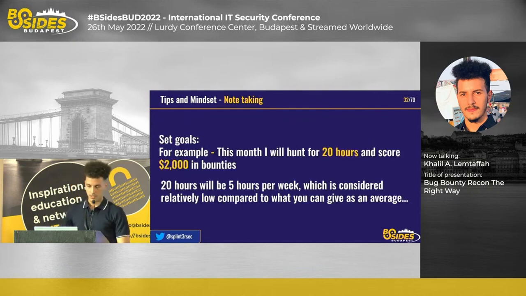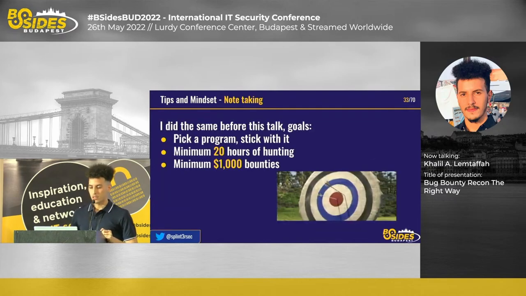And set some goals for yourself. For example, this month I will hunt for 20 hours and score $2,000 in bounties. I said 20 hours because I guess it's a normal average of free time for everyone. If you are a full-time student or you are working in a company, I mean, 5 hours per week will be nothing. And I did the same before this talk. I picked the program, I stuck with it, and I said that I will hunt on it a minimum of 20 hours and score a minimum of $1,000 in bounties.